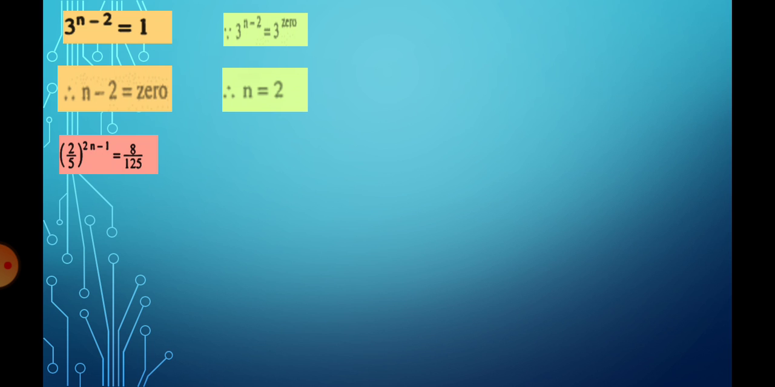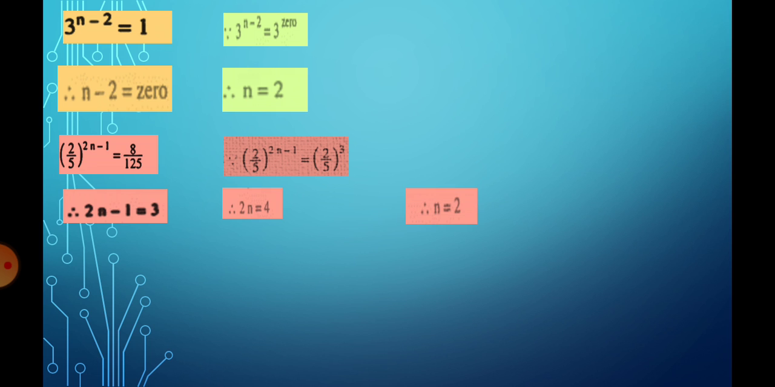2 over 5 to the power 2n minus 1 equals 8 over 125. 8 over 125 means 2 over 5 to the power 3. We change the form of 8 over 125 to 2 over 5 to the power 3. Then we can write 2n minus 1 equals 3. Then 2n equals 4. Then n equals 2.